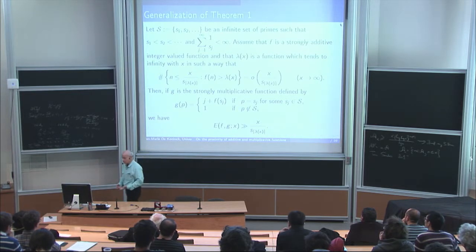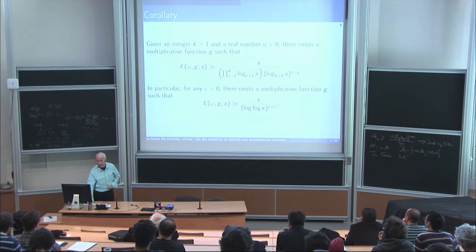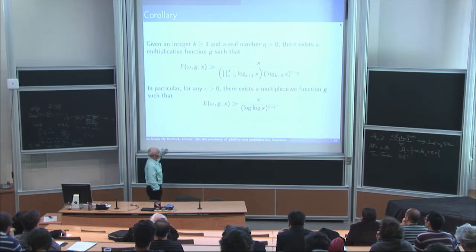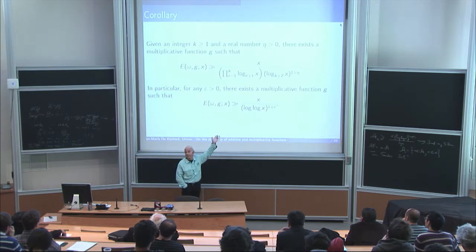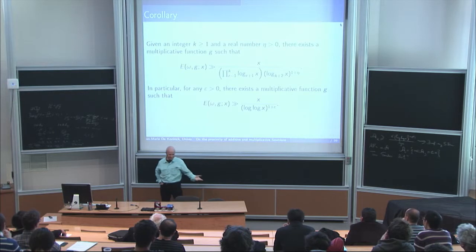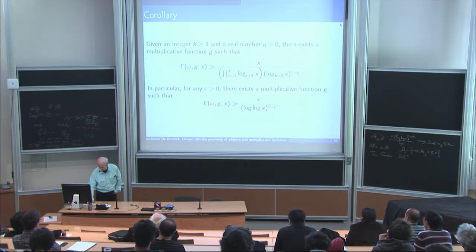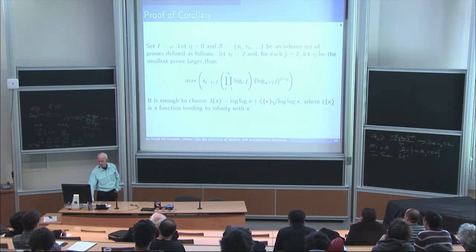And this gives a better lower bound for this E omega G, which in the simplest case where you take k equals 1, you get x over log x times triple log x to the 1 plus eta, which is better. And you could also get log x, triple log x, and then fourth log x to the 1 plus eta, and it would also work. This is what I just said there. This is the proof of the corollary.